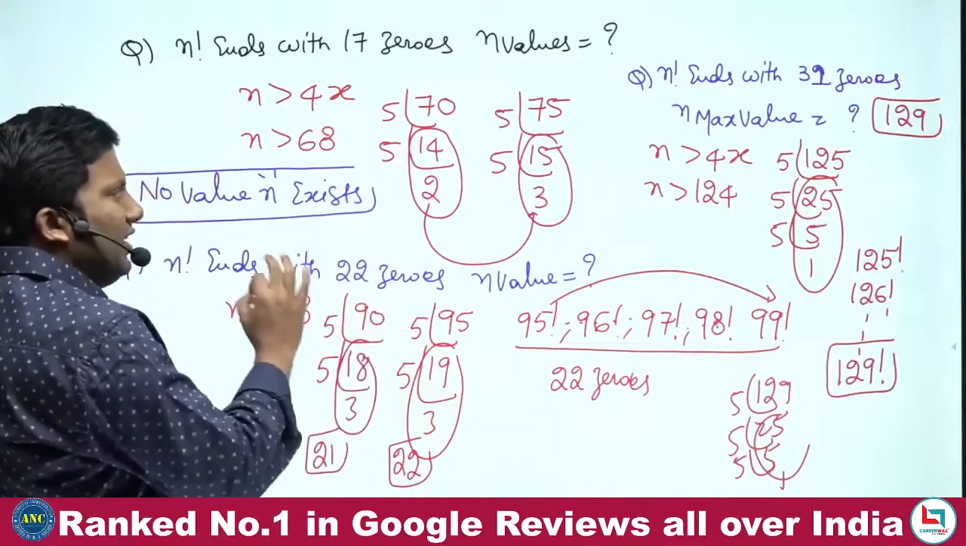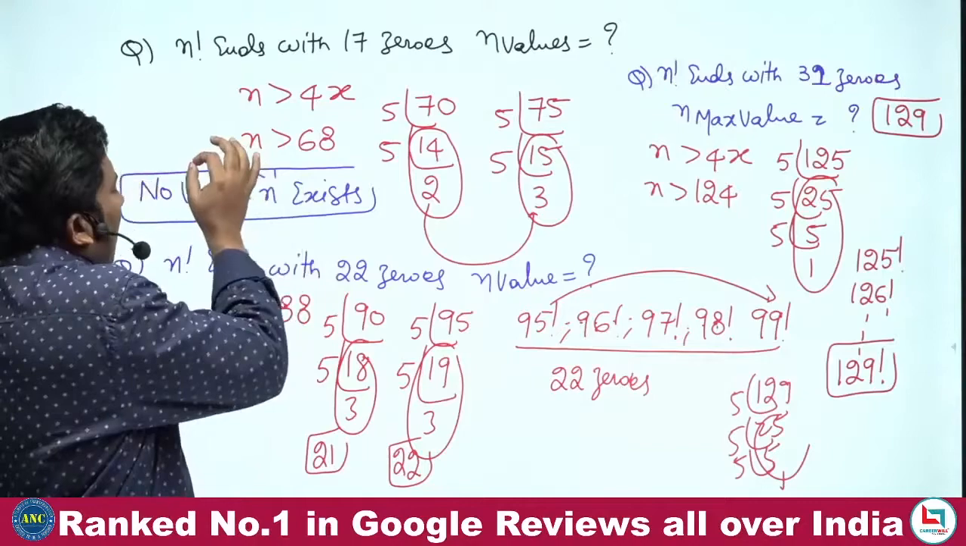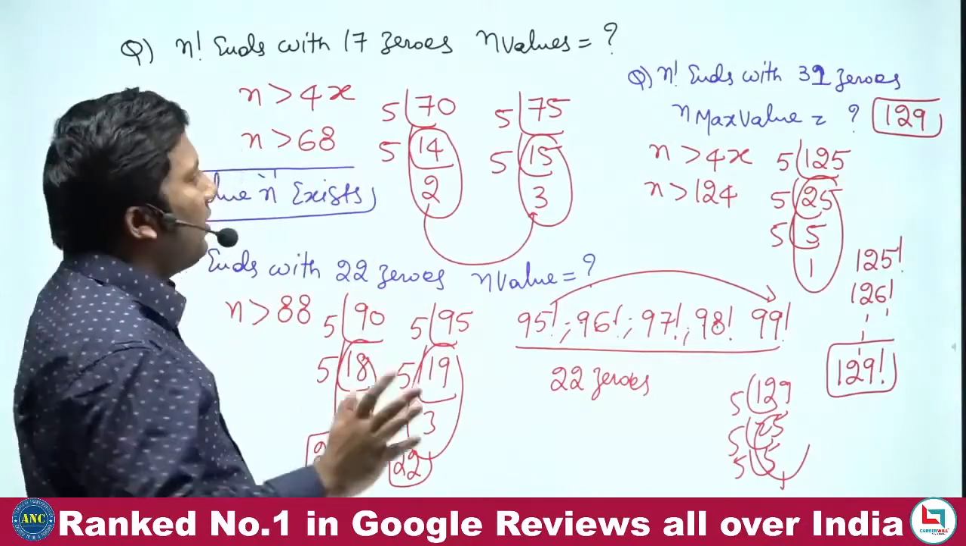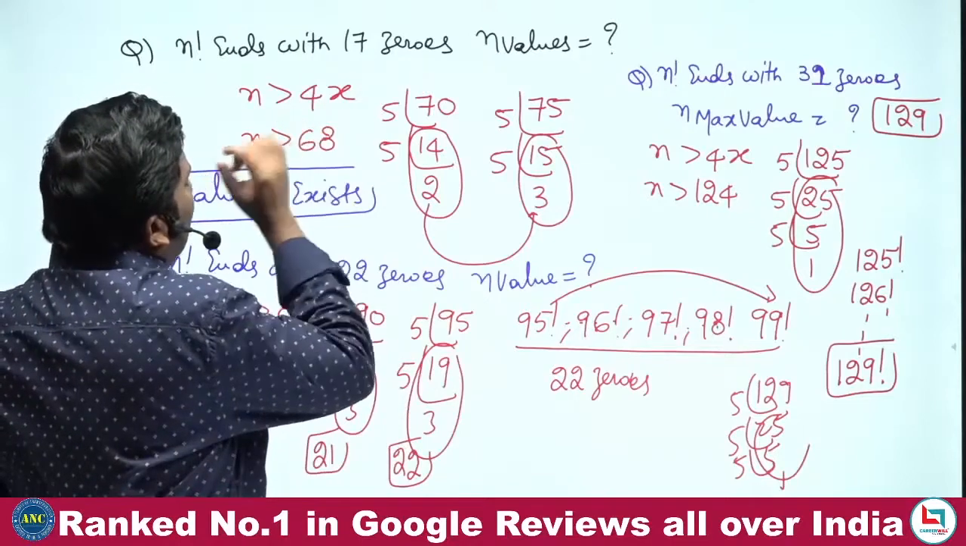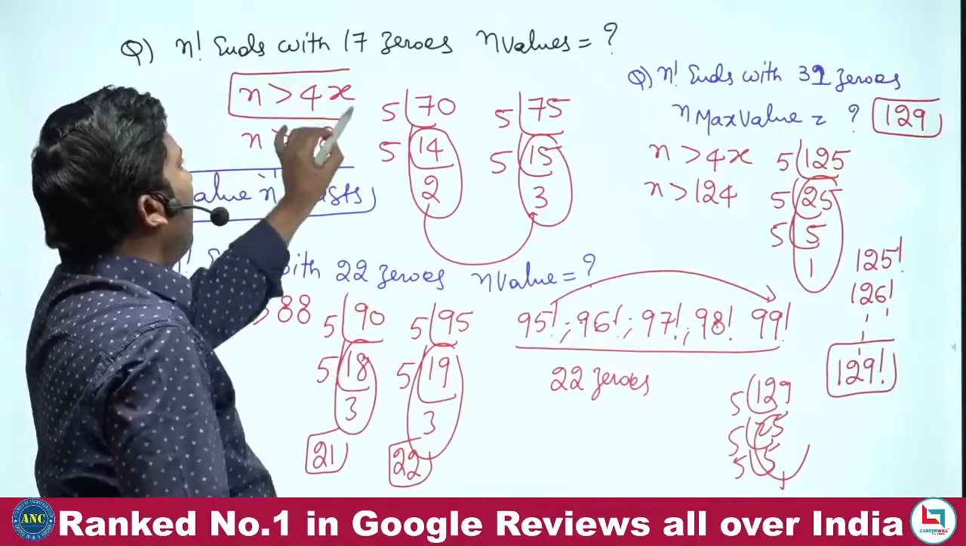A very easy way to understand the relationship between factorial and the number of zeros it ends with: n factorial ends with x zeros. The relationship is n is greater than 4x.